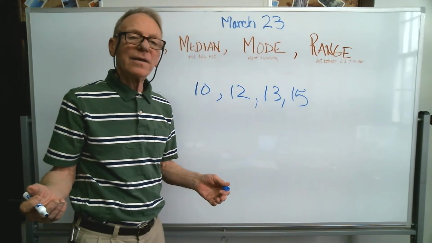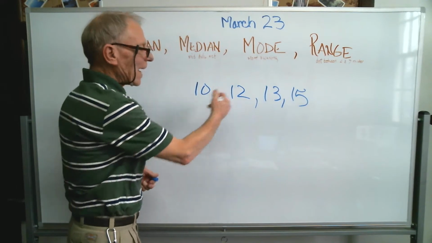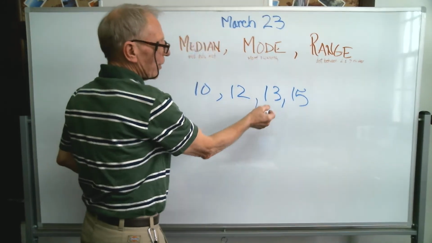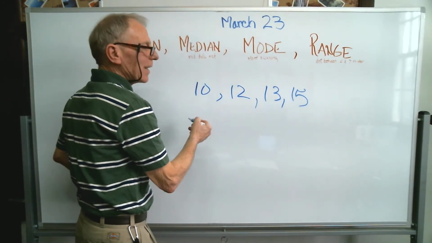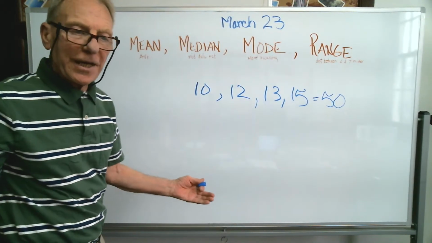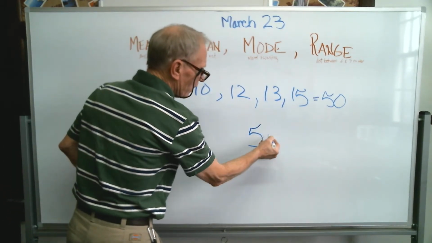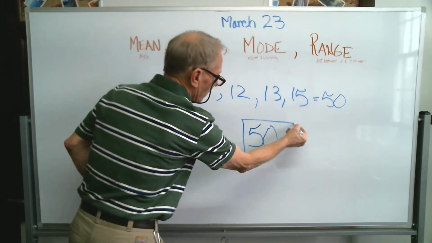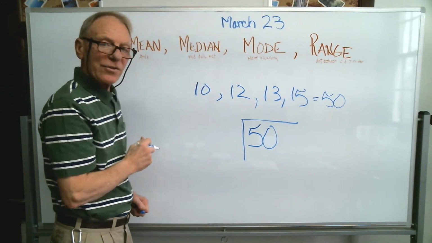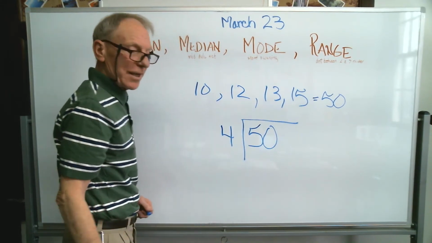And we want to determine what the mean of those four numbers are. Now, mean is just like an average. And how do we determine that? We add these numbers together: 10, 22, 35, 50. So added together, they equal 50. Now, to find the mean, we take that total and we divide it by the number of data points that we have. 1, 2, 3, 4. So we're going to divide the 50 by 4.